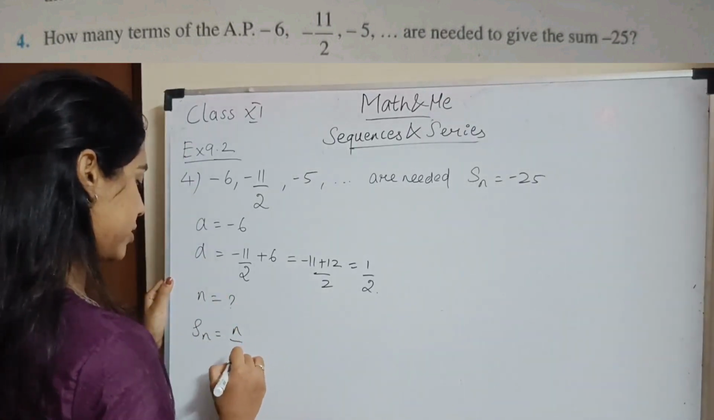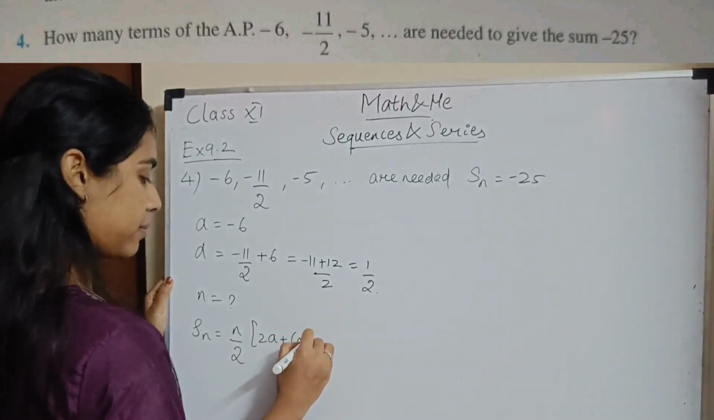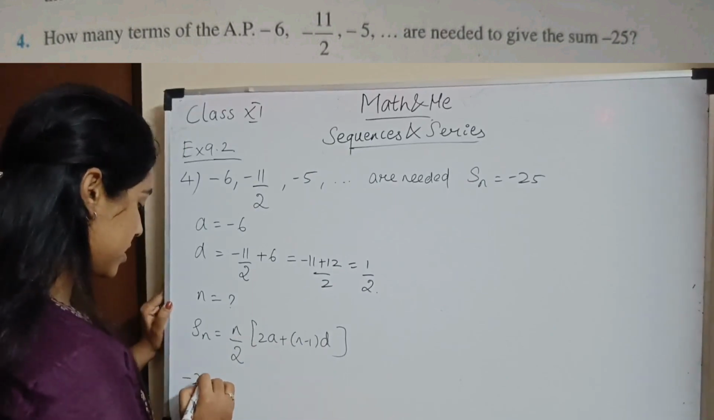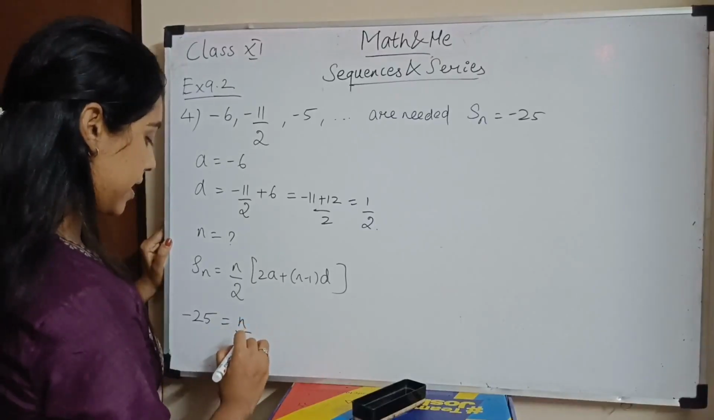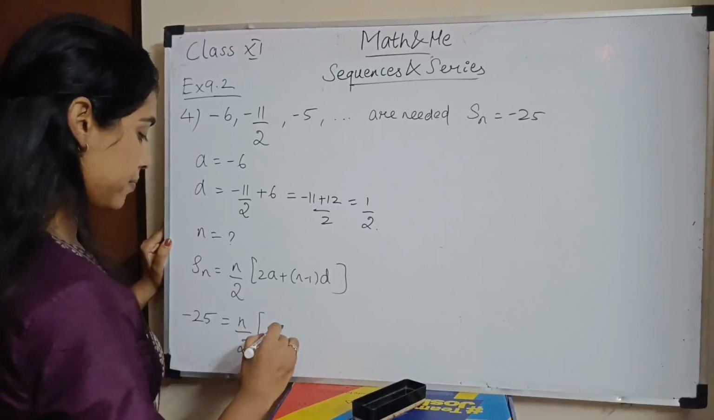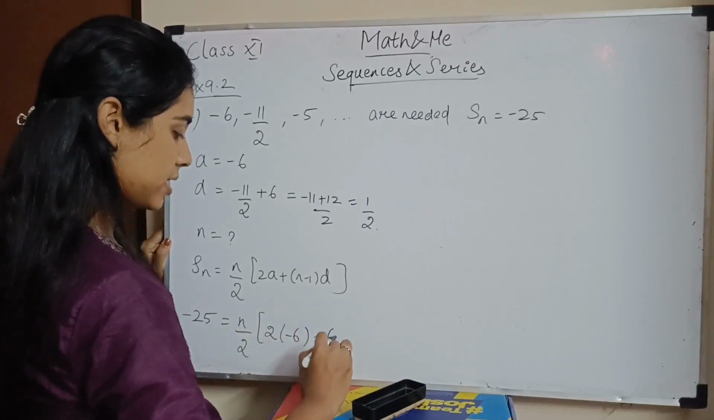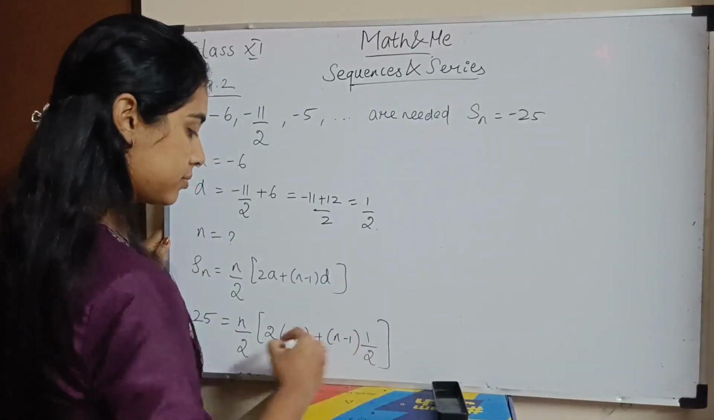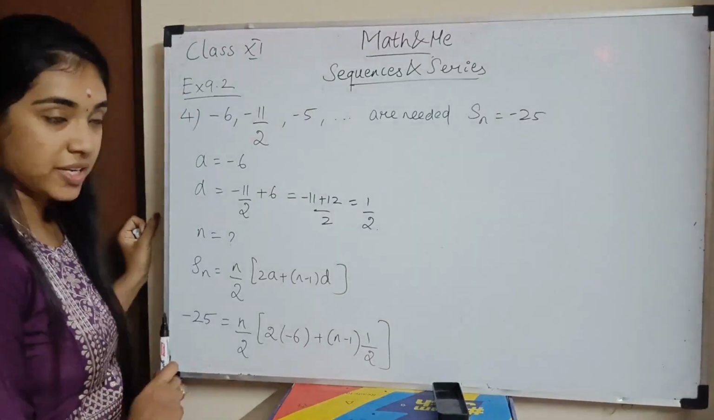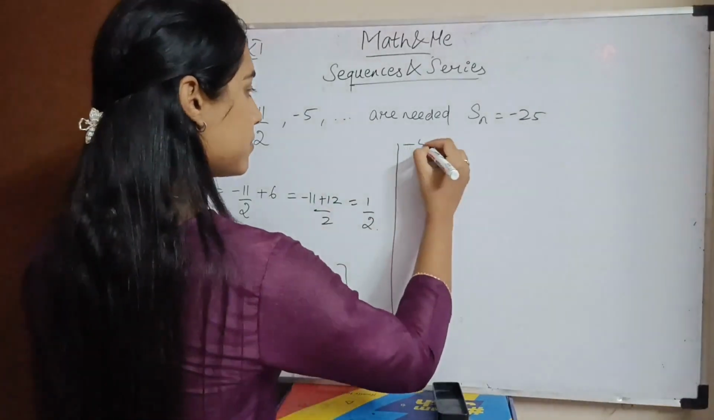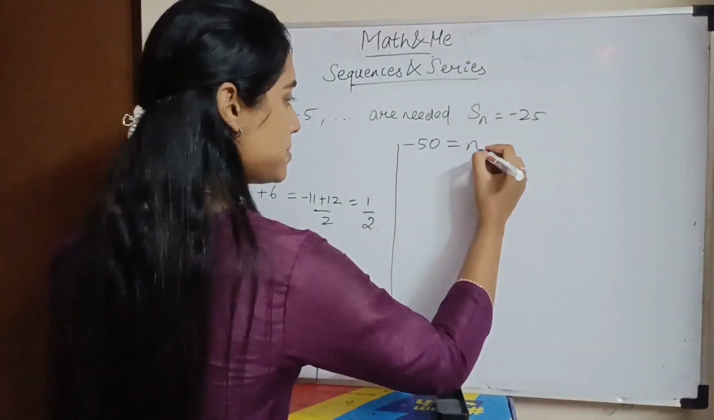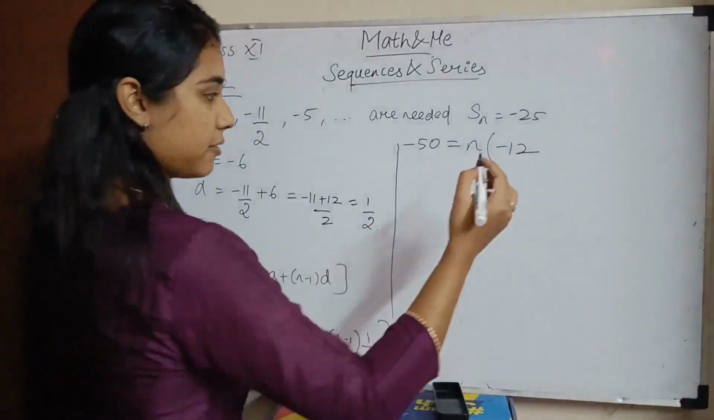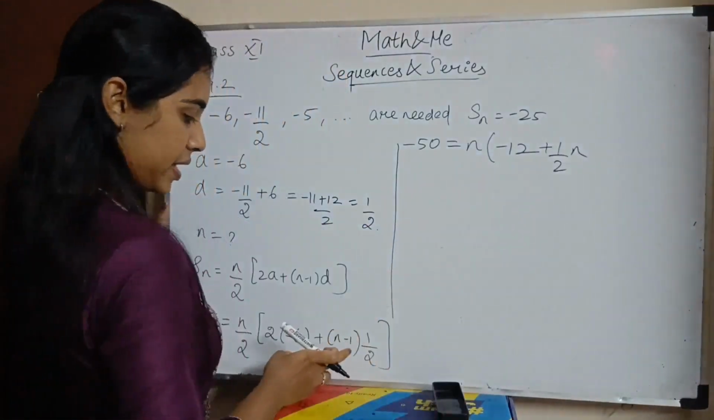Sn equals n by 2 of 2a plus n minus 1 into d. So let me substitute for the values that I have. Sn is minus 25 equals n by 2 of 2 times minus 6 plus n minus 1 times half. So I multiply 2 times minus 25. I have minus 50 equals n times minus 12 plus half n minus half.